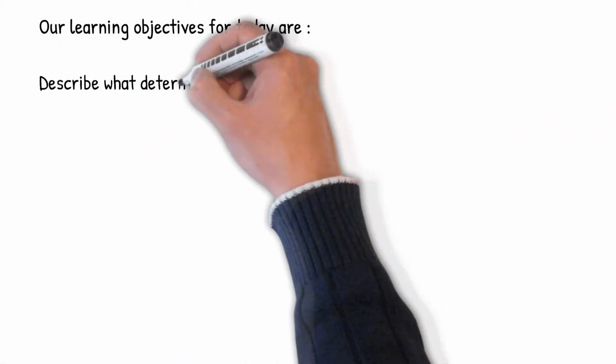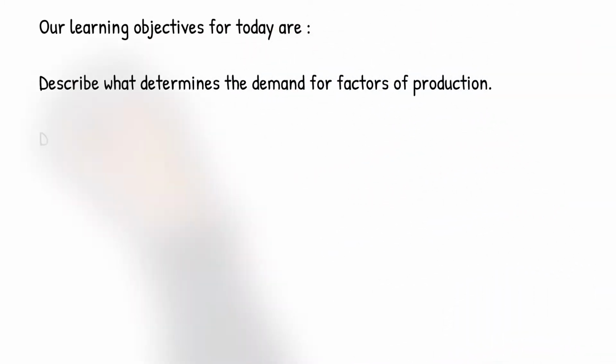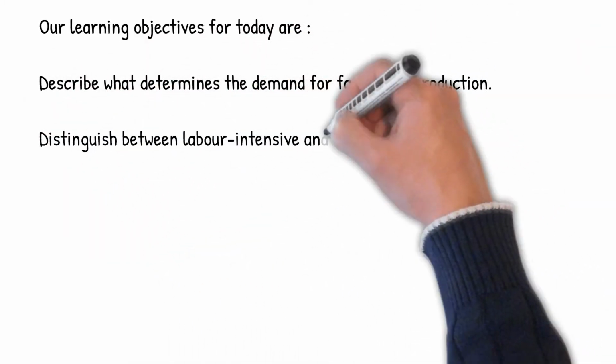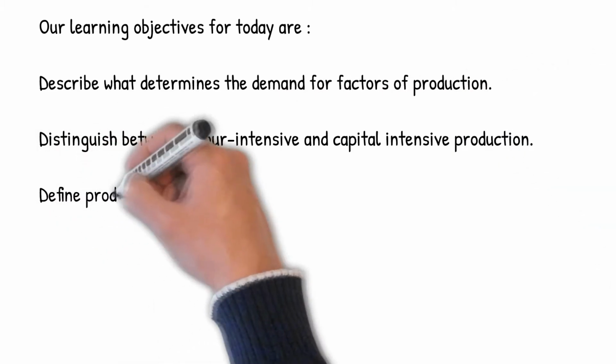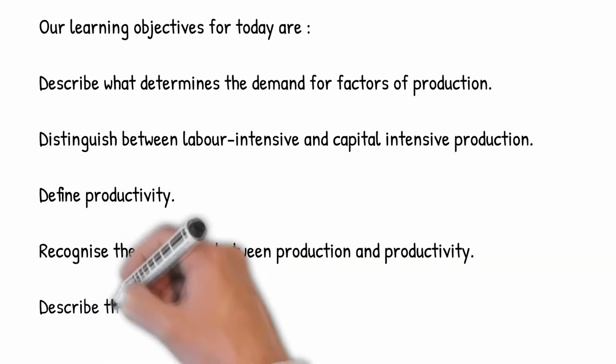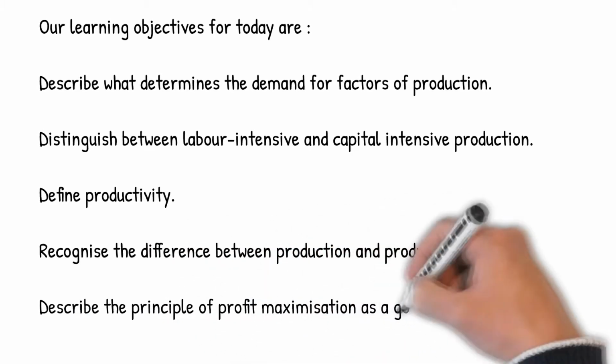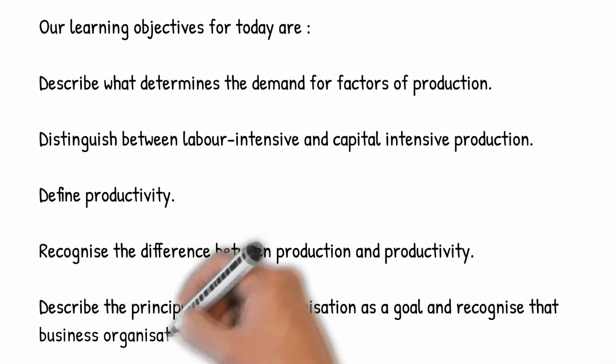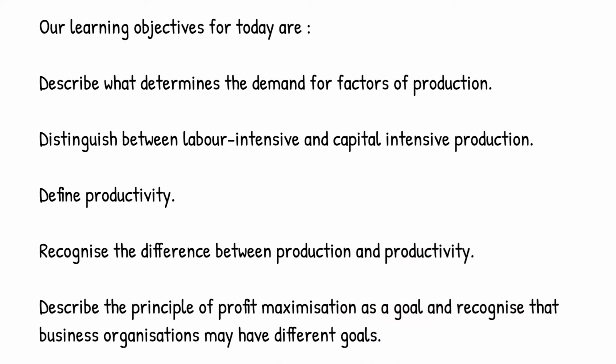Our learning objectives for today are: describe what determines the demand for factors of production. Distinguish between labor-intensive and capital-intensive production. Define productivity. Recognize the difference between production and productivity. Describe the principle of profit maximization as a goal and recognize that business organizations may have different goals.